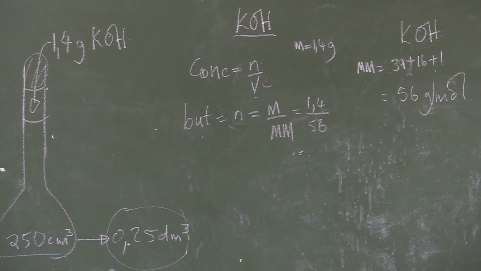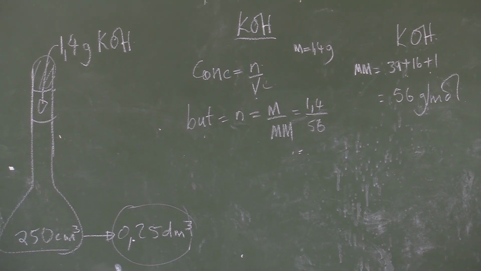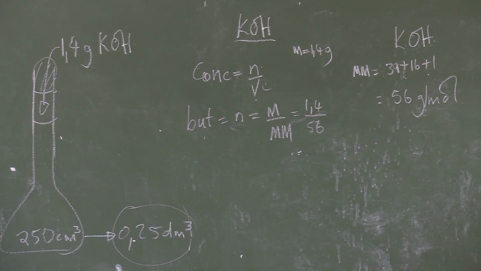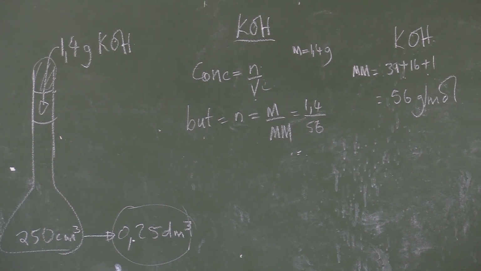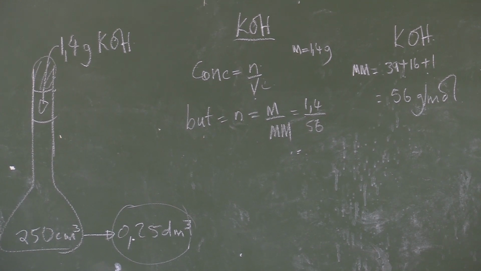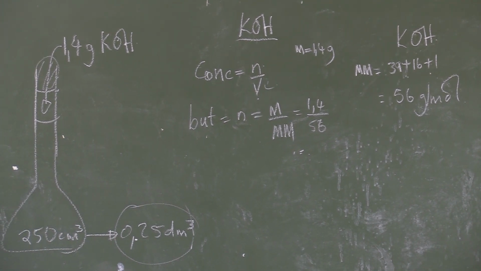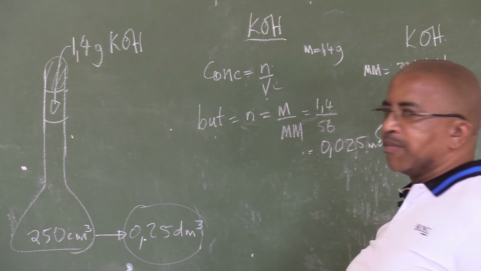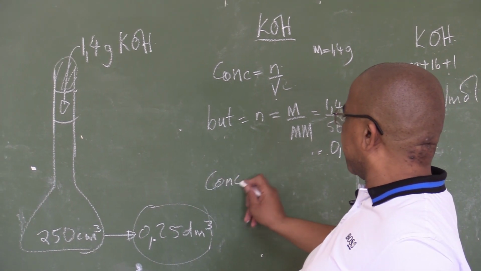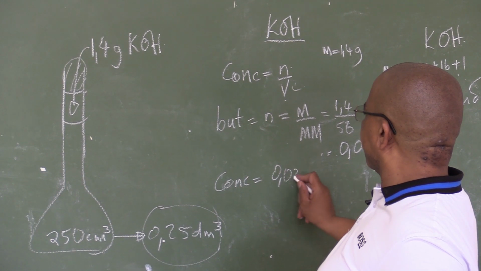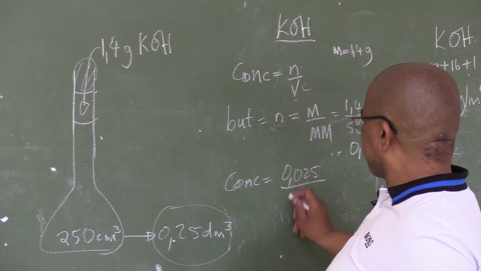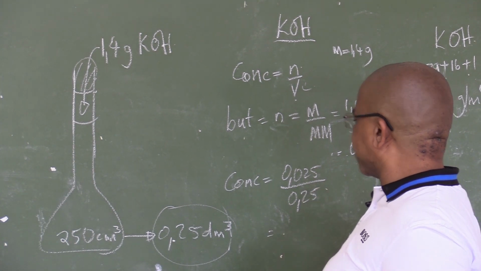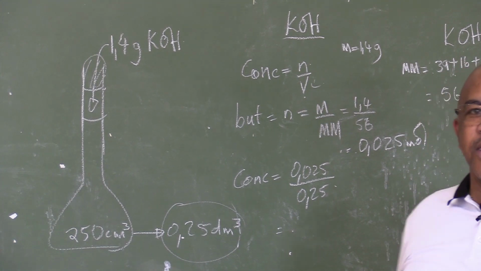We have 1.4 divided by 56, which is 0.025. So the number of moles is 0.025 moles. Then concentration: number of moles 0.025 divided by volume 0.25.